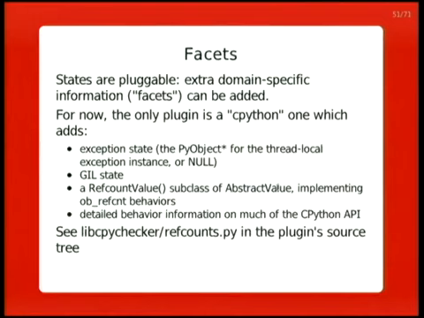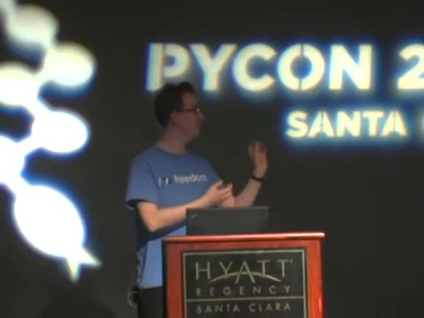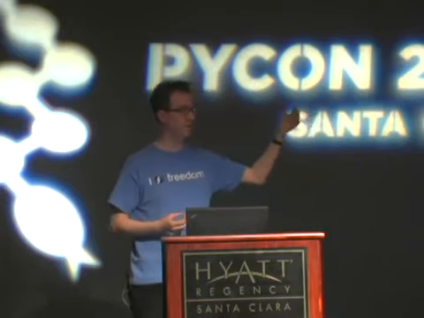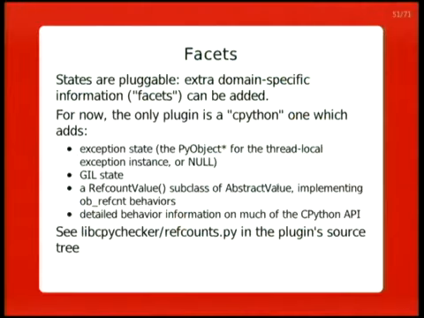And it's pluggable, so this part of state represents C and C++'s basic semantics, but you can add additional domain-specific facets of state. So not only have I allowed you to hack in Python on GCC, but also you can extend in Python the static analysis engine. And right now the only one is a CPython facet, which adds what is the status of the thread-local exception state. Has an exception been raised? Do we own the GIL or not? And it adds some new abstract value types specifically for handling the reference count semantics, along with all that detailed information I mentioned before about how the CPython API works.